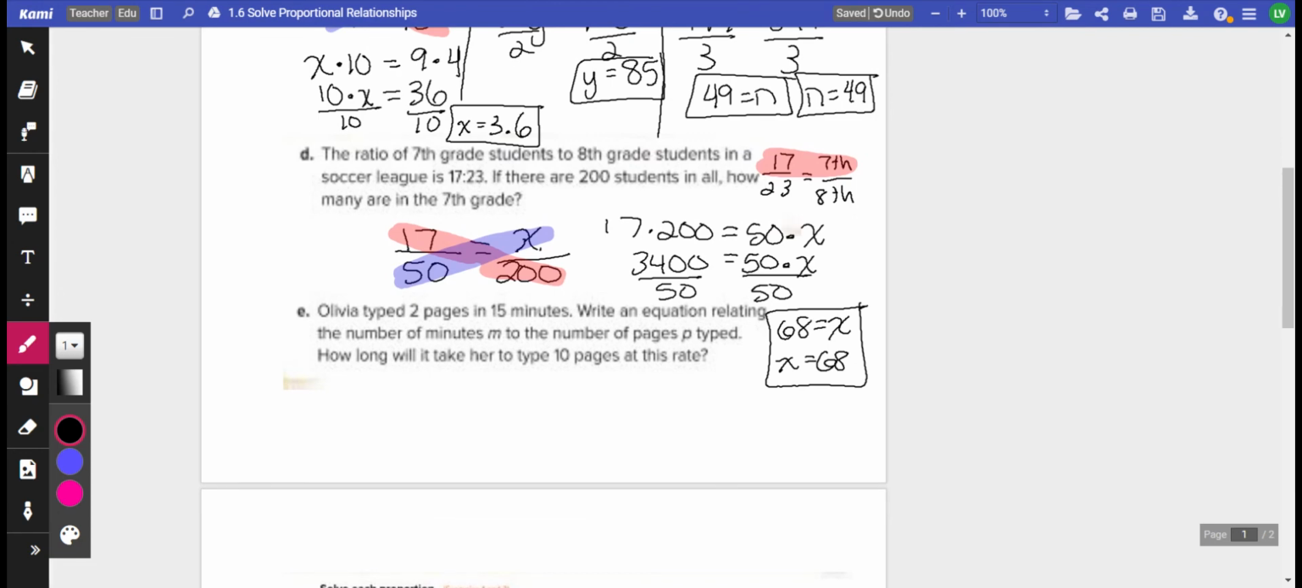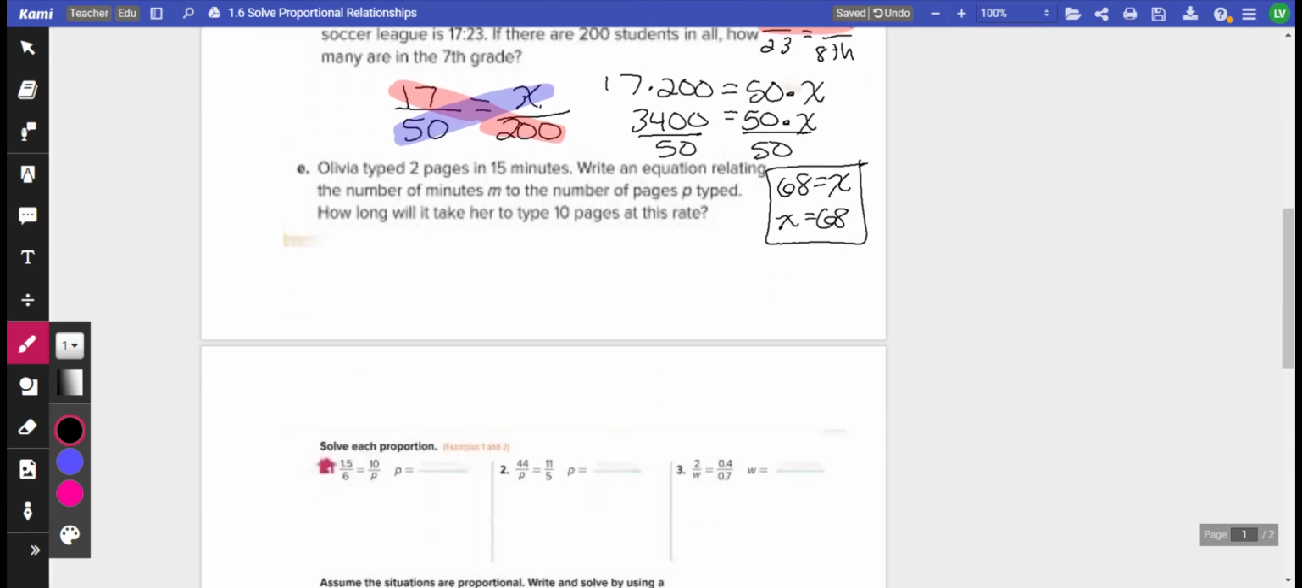Letter E. Olivia typed 2 pages in 15 minutes. Write an equation relating the number of minutes m to the number of pages p typed. So 2 pages in 15 minutes equals p divided by m. That's the first part of that problem.